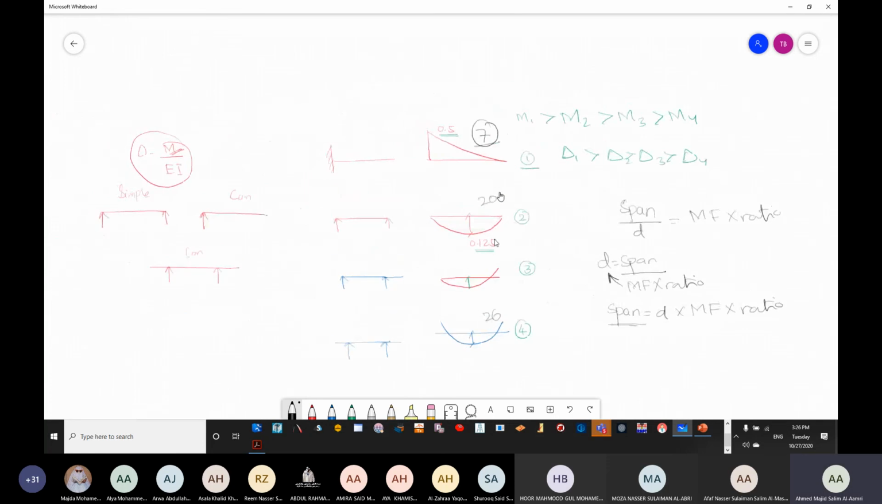So once again, 20. So 20, and then we have 26. Now I can say that the deflection between case number 2 and case number 4 are not the same, which is in case number 3. So for me, I cannot say number 3 is having a ratio of 20 because the deflection is different. And I cannot say that number 3 is having the same as number 4, which is 26. Because the deflection value, or the bending moment value, is between case number 2 and case number 4.